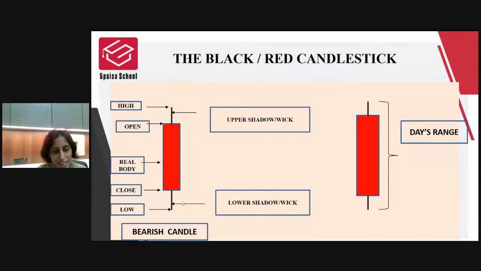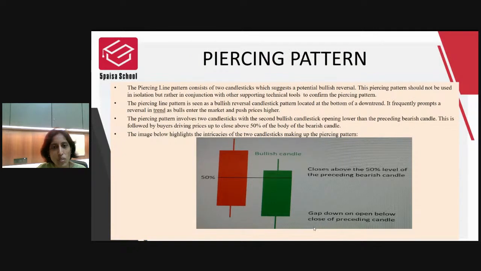I'll explain this again, and why I'm explaining this again and again is that if this part is clear, you will be able to understand the technical analysis, chart patterns, and the market indicators very nicely. So now coming to the chart patterns. The first one which we are going to take up today is the piercing pattern.